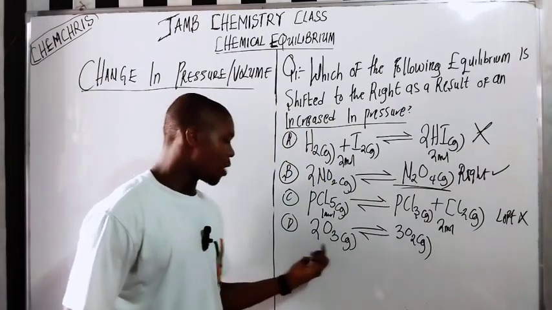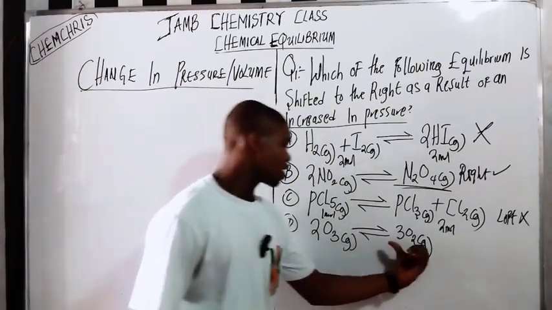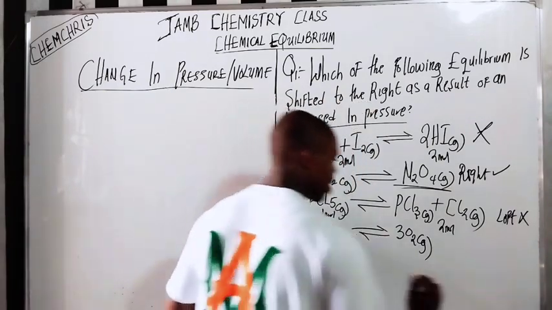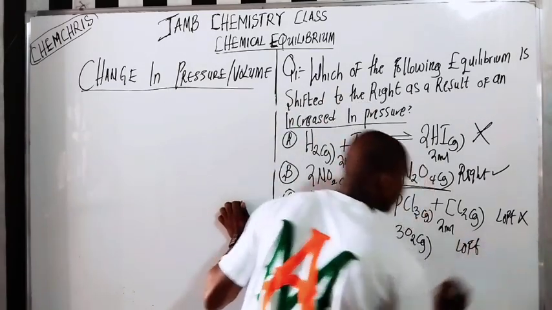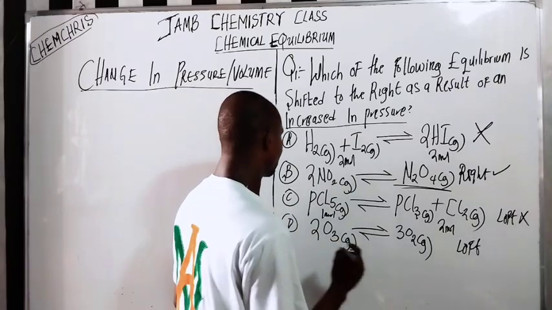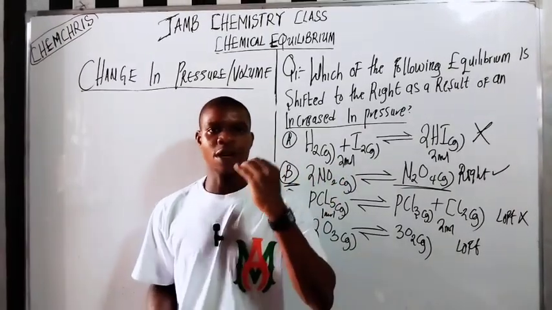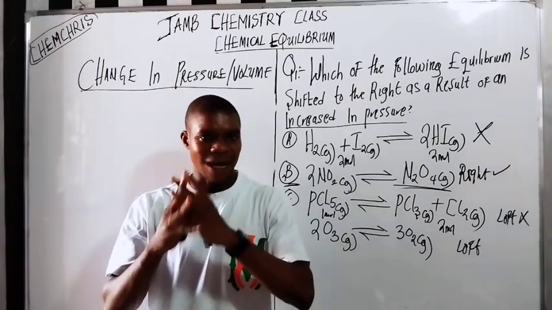The same thing here. Here we have 2 moles, here we have 3 moles. The reaction will shift to the left, which is to the reactant side. So here we have left. So you can see that the option here is B. So that is why you need to understand the concept very well enough for you to be able to answer some critical questions.